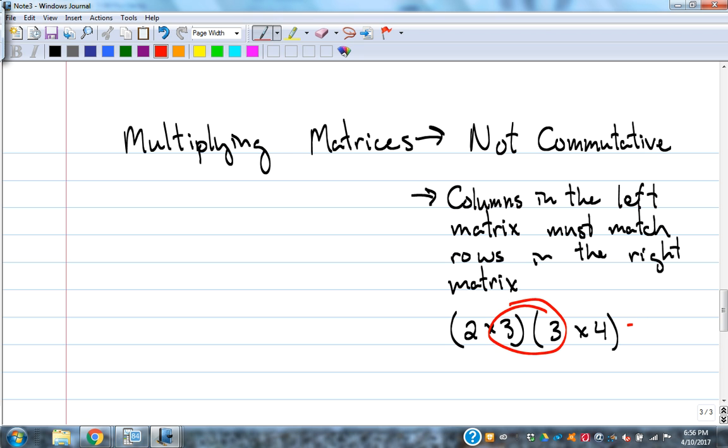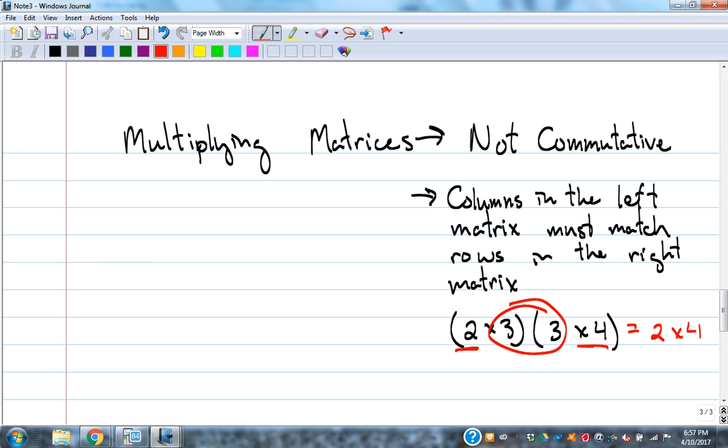The neat thing about it is the resulting matrix will be this size, 2 by 4. The outside tells you how big the answer is. Inside's got to match. Outside tells you the size of the answer.